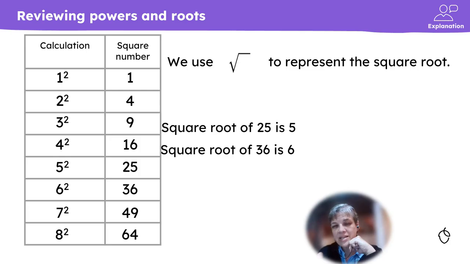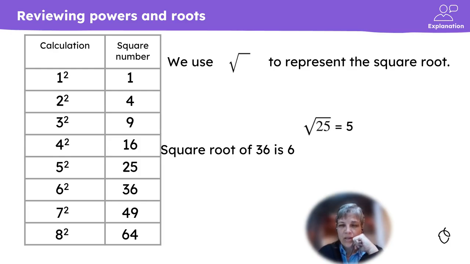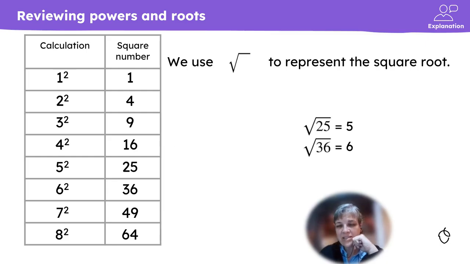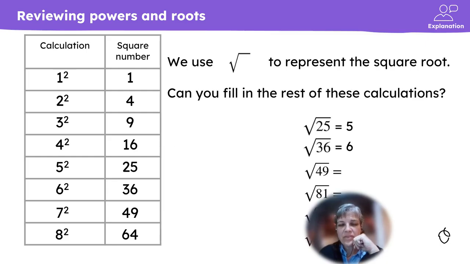And we use that little check mark with a line above it. That's to represent a square root. So we say the root of 25 is 5. The root of 36 is 6. What are these roots? Can you take a minute and fill them in or say them? You should be getting these answers. You can check.